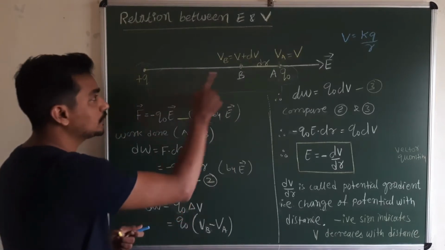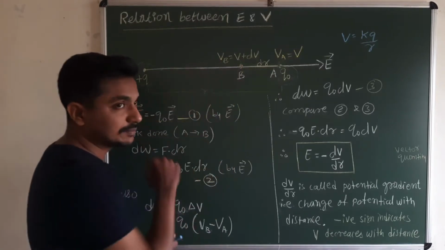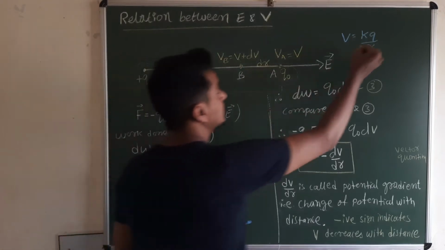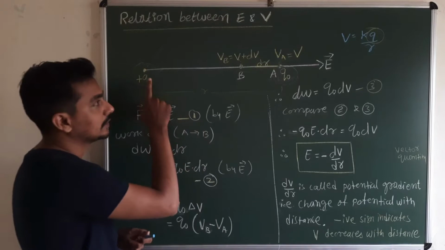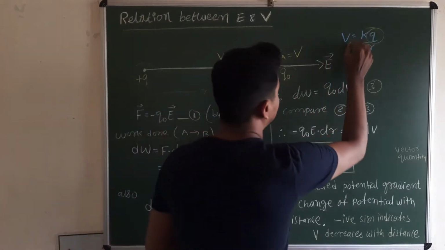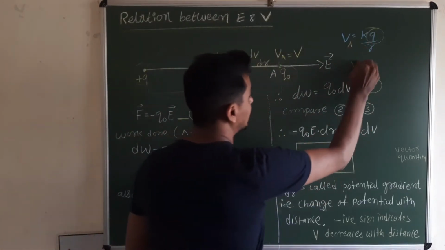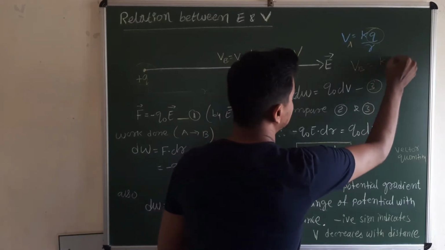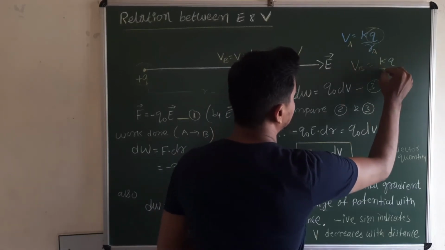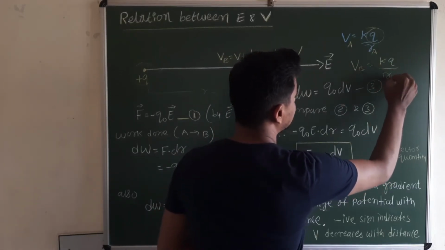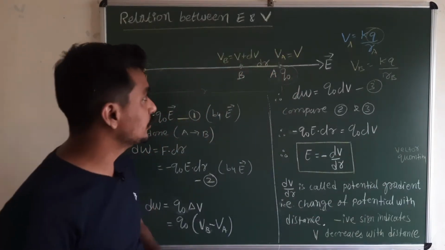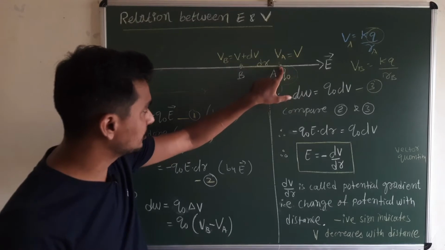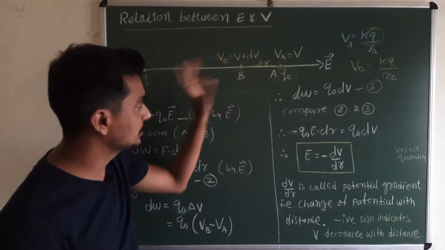Similarly, at position B, there is some potential. Here this Q refers to the source charge. So the potential at point A is VA equals KQ by RA, and the potential at point B is VB equals KQ by RB. Now what we are doing? We are moving this charge from this point to this point.